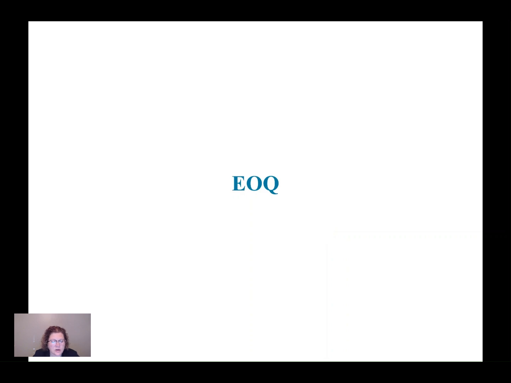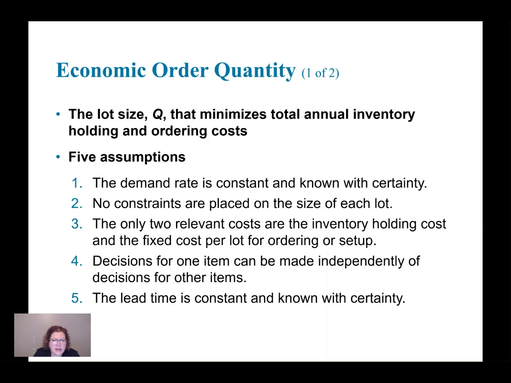So I can actually calculate an optimal lot size. This would be an optimal amount that I would order when I place an inventory order. And that is called my EOQ, or my economic order quantity. So economic order quantity is an optimal lot size that balances ordering cost and holding cost. And it's wonderful for optimizing cash flow, but it does have limitations.